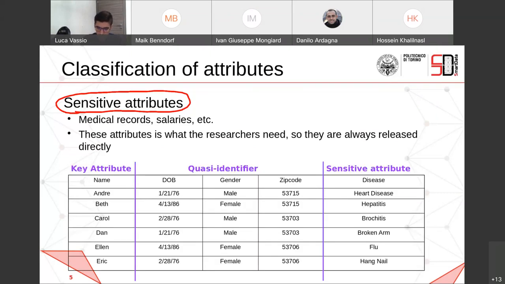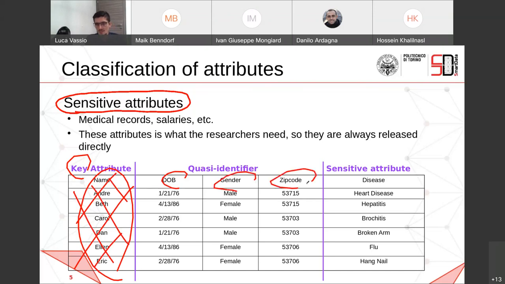So to see an example table, the name is a key. And so if we want to release, then for sure we need to remove this column. Date of birth, gender, and zip code are quasi-identifiers, so alone they are okay, no problem. However, they are correlated with the name. And so if we give too many of these quasi-identifiers, they will still leak privacy. And finally, there is the sensitive attribute that leaks privacy, but just if it's connected to a real person.